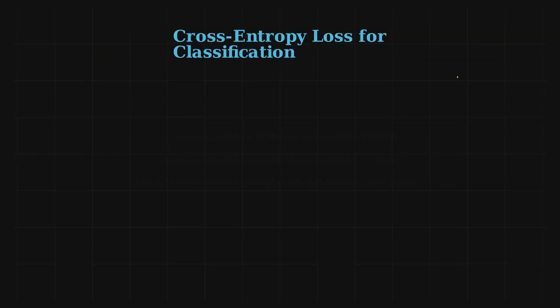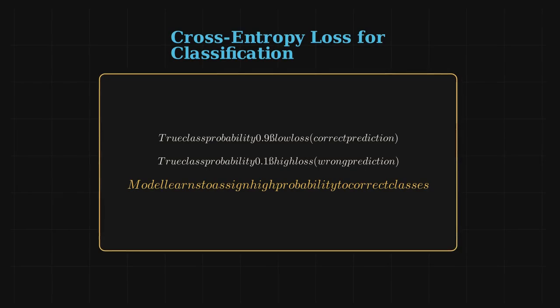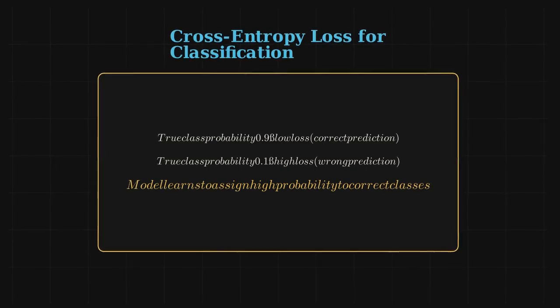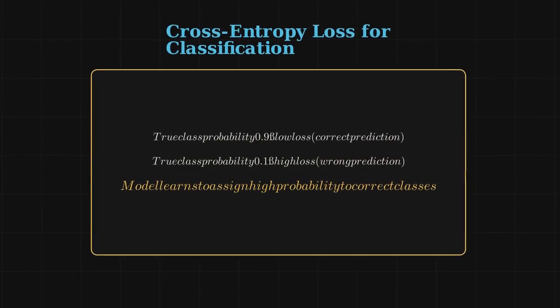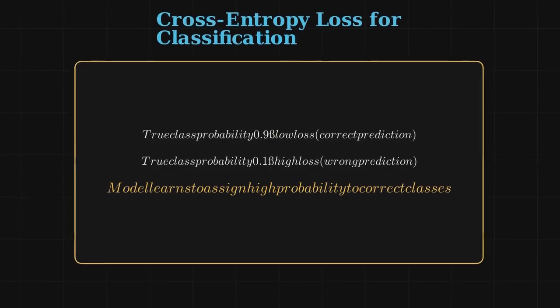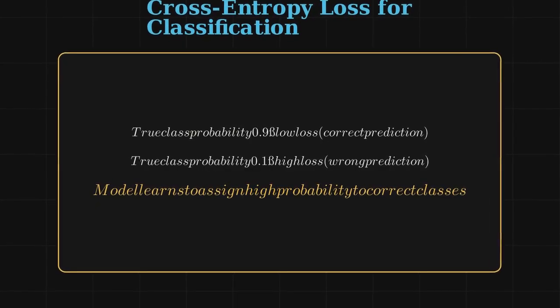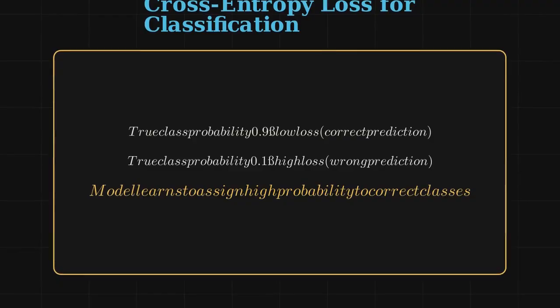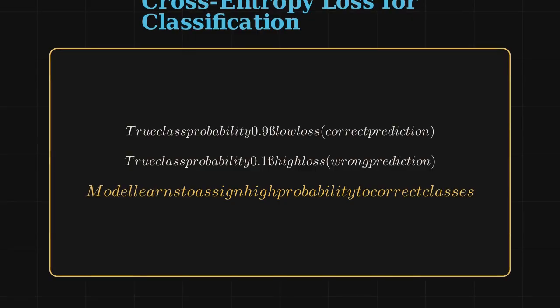For classification tasks, we use cross-entropy loss. Instead of predicting exact numerical values, the model outputs probability scores for each class. If the true class gets probability 0.9, excellent, low loss. If the true class only gets probability 0.1, terrible, high loss. Cross-entropy heavily penalizes wrong predictions, especially when the model confidently assigns probability to the wrong class. This forces the model to be both accurate and confident.